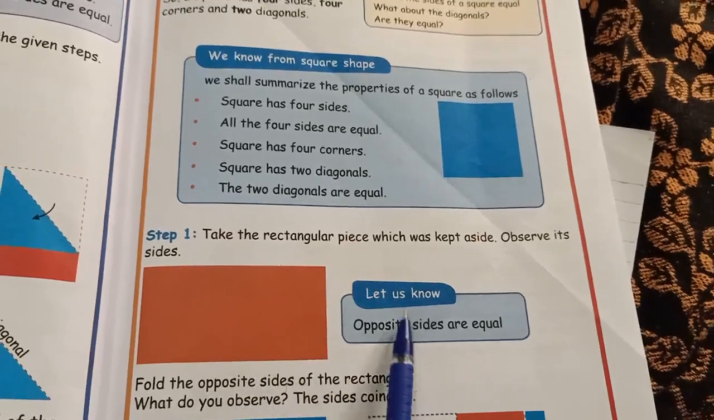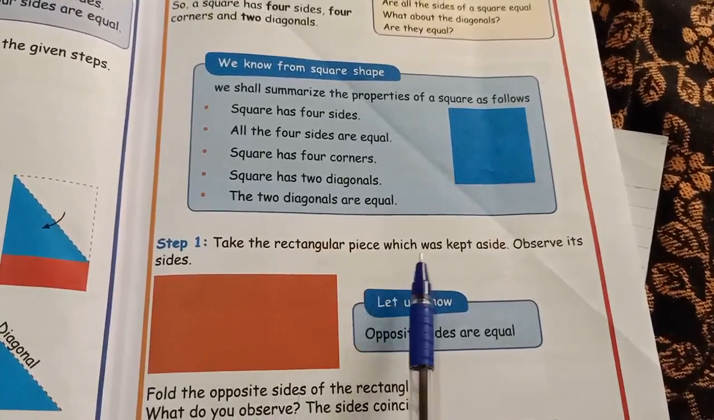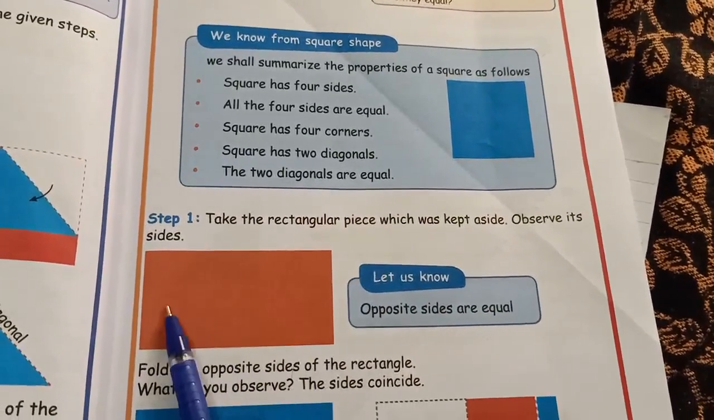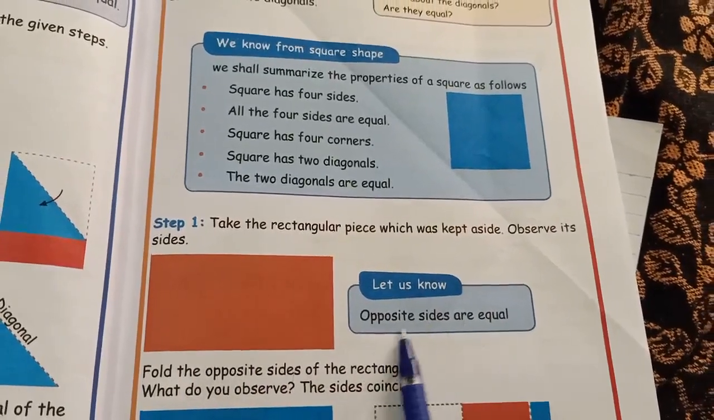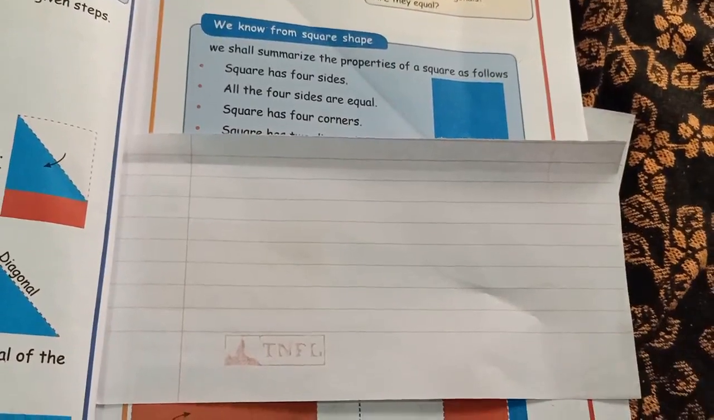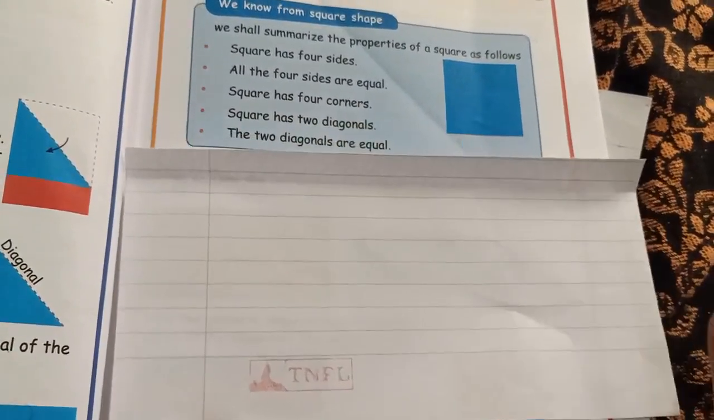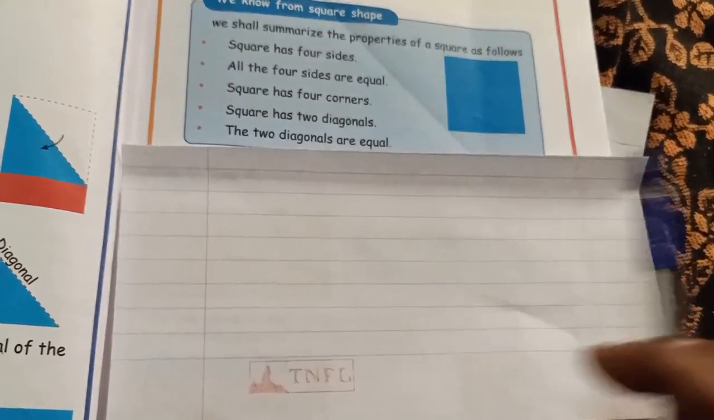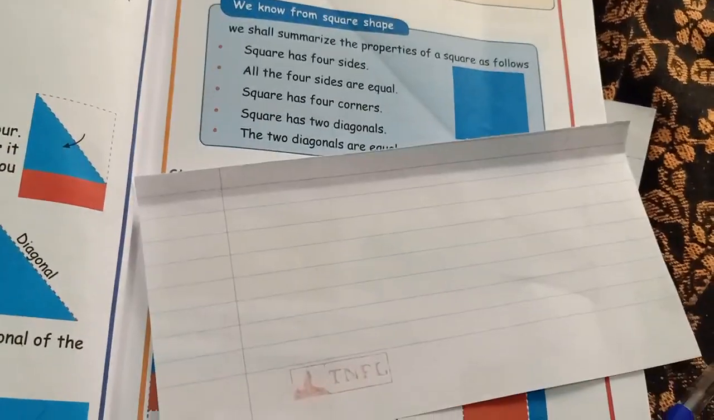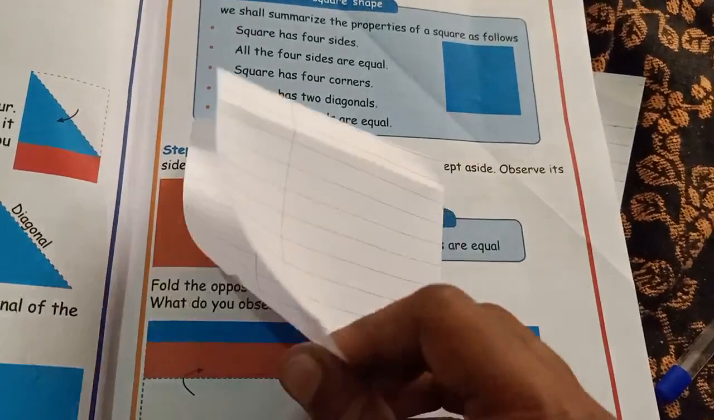Next topic, rectangle. Take the rectangle piece which was kept aside and observe its sides. Take one rectangle sheet; opposite sides are equal. Take one rectangle sheet of paper and observe these sides. Now fold it once. Likewise, you fold, then open and observe it.